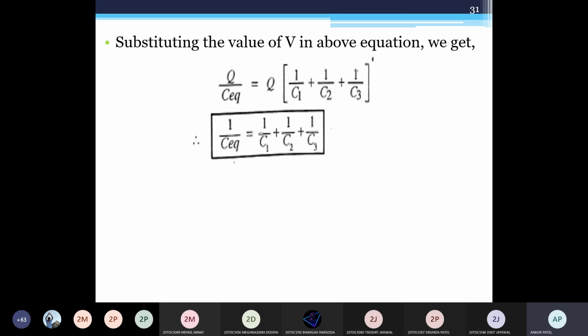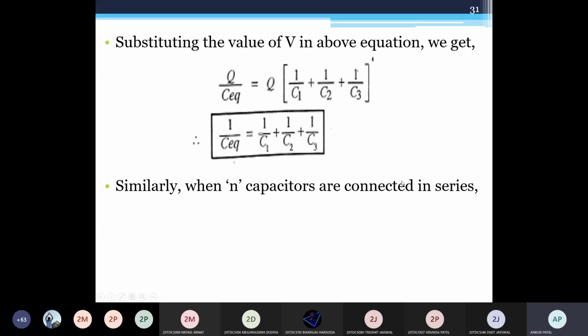So this is for capacitors connected in series. You can write the equivalent capacitance. If n capacitors are connected, then you can write these equations: 1 upon C1 plus 1 upon C2 plus up to 1 upon Cn.